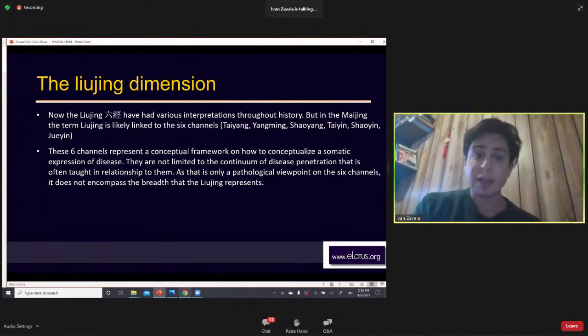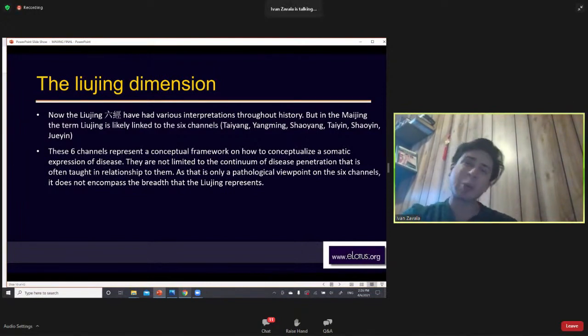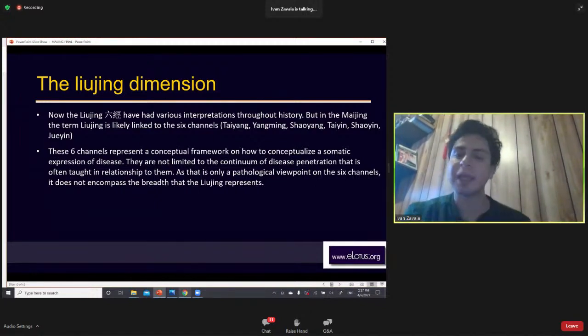Now, the Liujing have had various interpretations throughout history. What I want to talk about specifically, while there are various dimensions and different perspectives, is the 6 stages, the Liujing, or the 6 warps, my favorite translation of that, because it's kind of showing you how everything's interwoven. Since the Liujing have had various interpretations throughout history, the term in the Maijing, the Liujing, is likely linked to the 6 channels: Taiyang, Yangming, Shaoyang, Taiyin, Shaoyin, Jueyin, right?